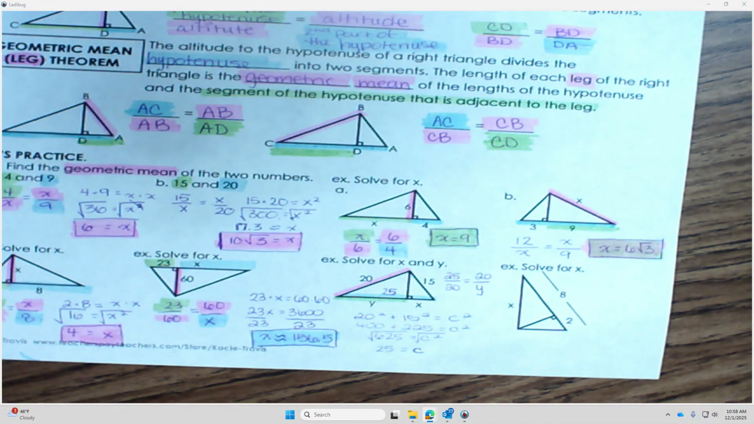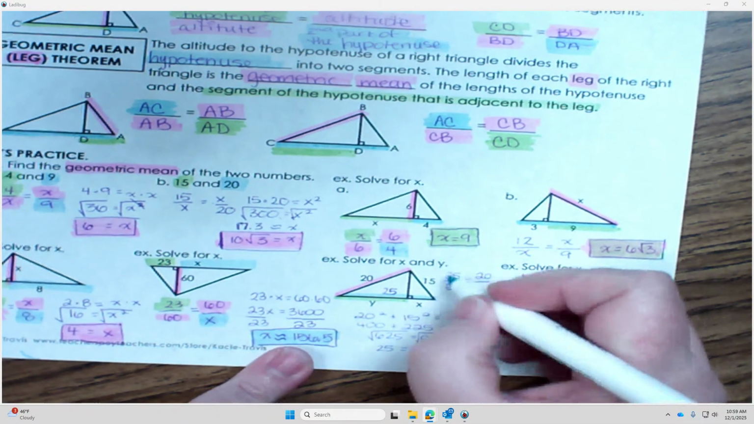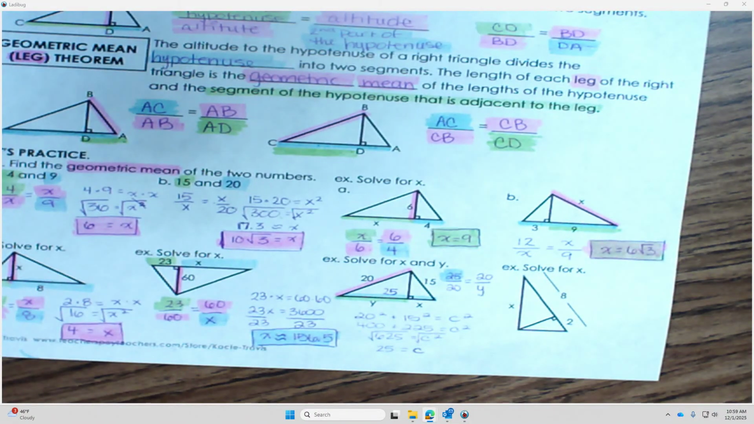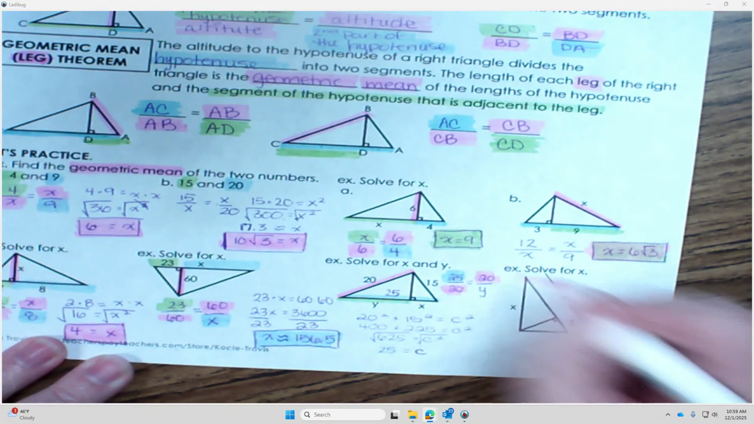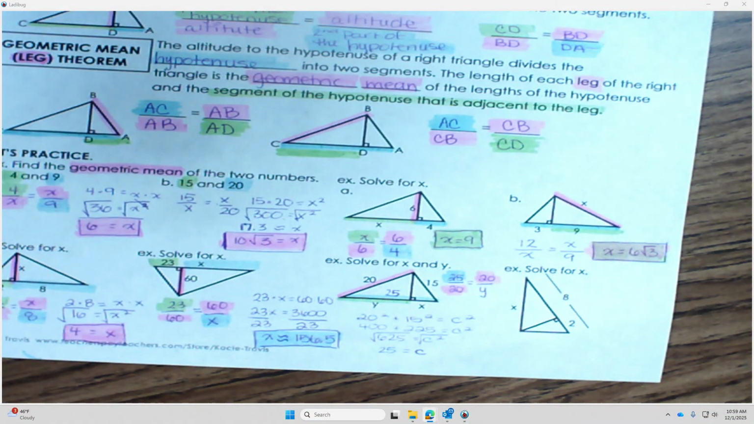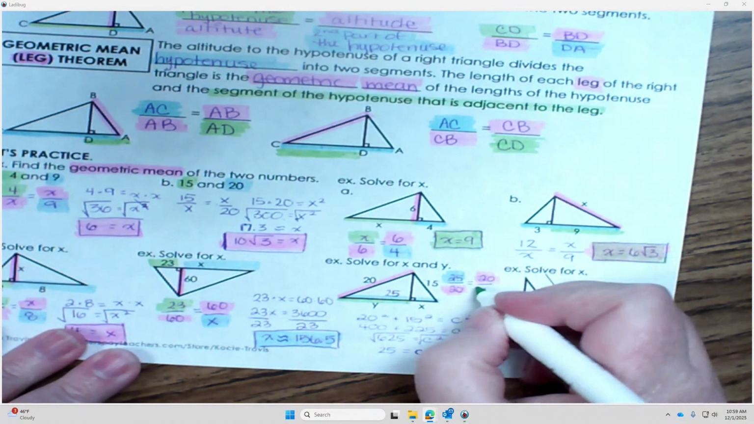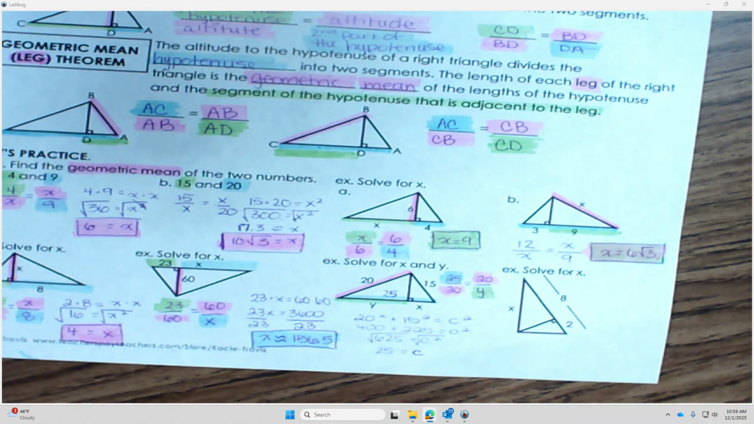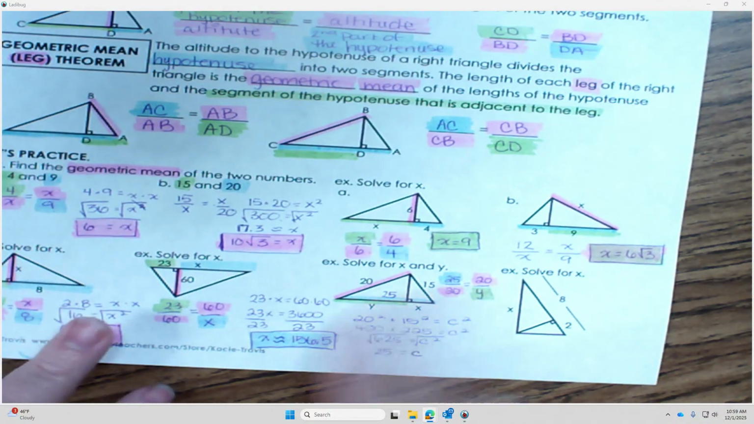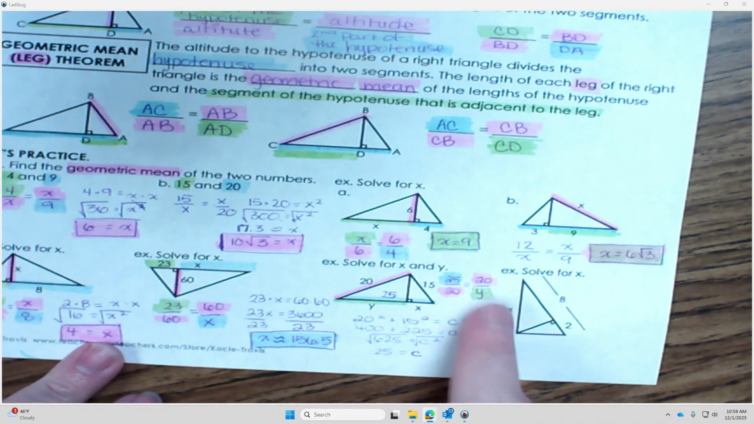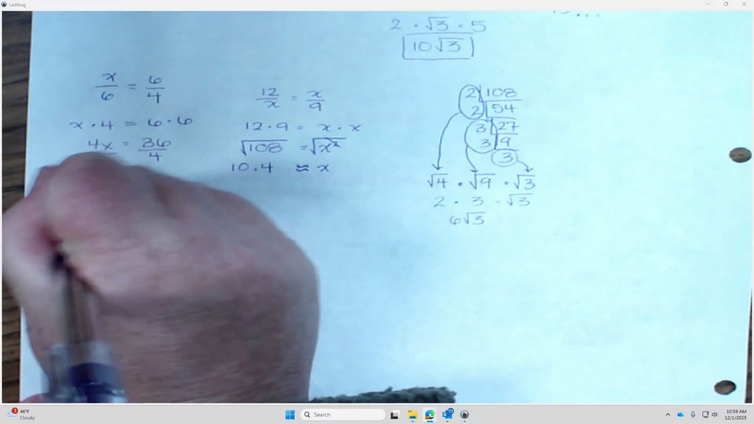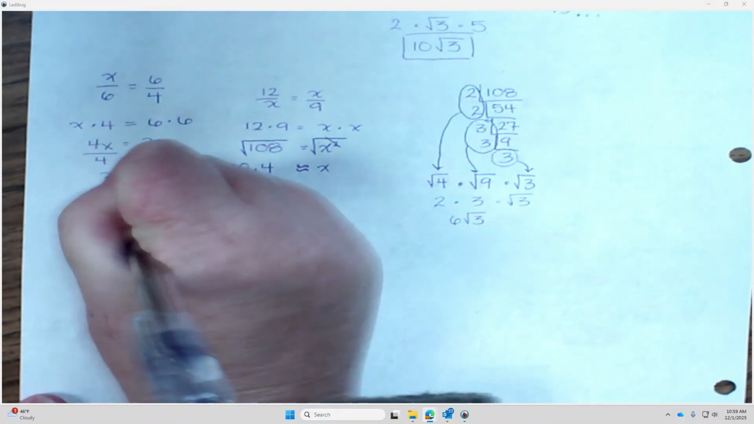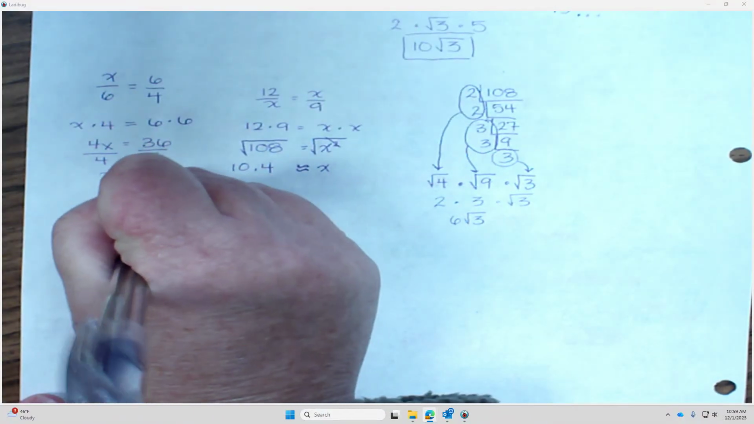Okay, and you could do the colors first. I'll do the colors first for the next one just so you can see what I'm saying. I've got blue over pink is equal to pink over green. And I'm going to take this to the back because clearly I'm out of room. 25 over 20 equals 20 over y.